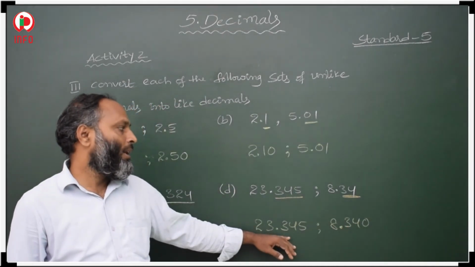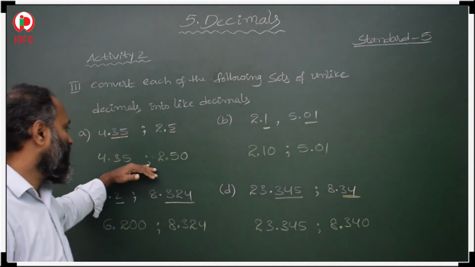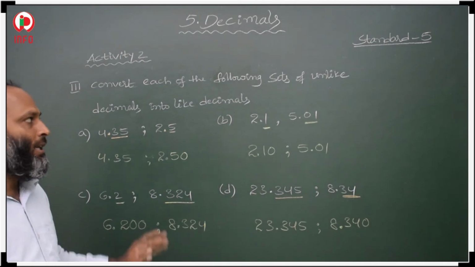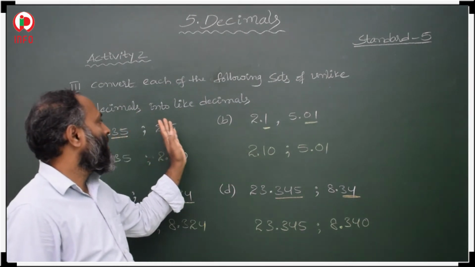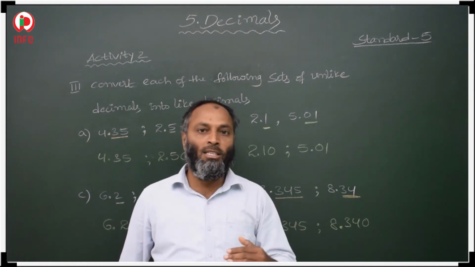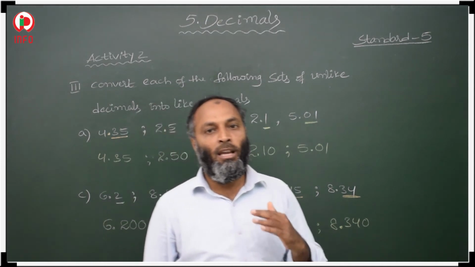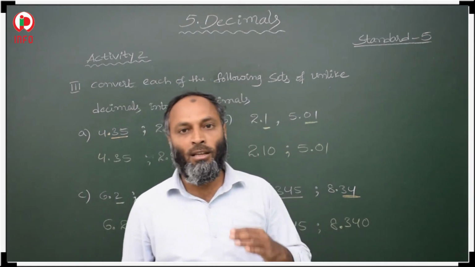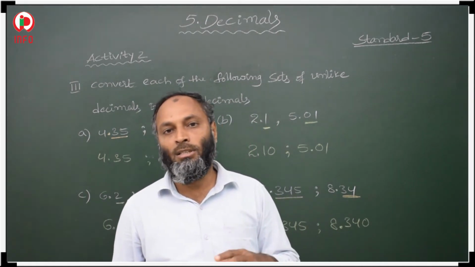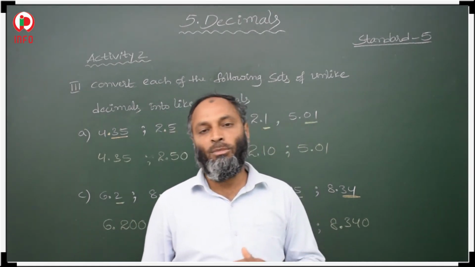So these are like decimals. In this way we have to convert the given decimals into like decimals. First we check the decimals in the given set, how many decimal places are there. If an equal number of decimal places are there, then they are like decimals. If unlike decimal places are there, then they are unlike decimals.